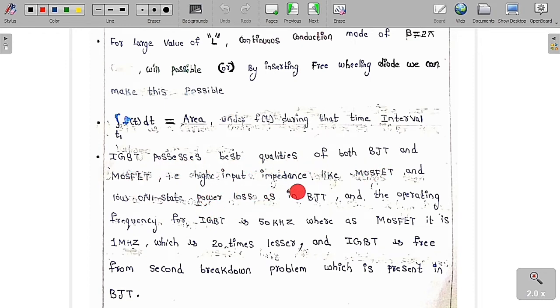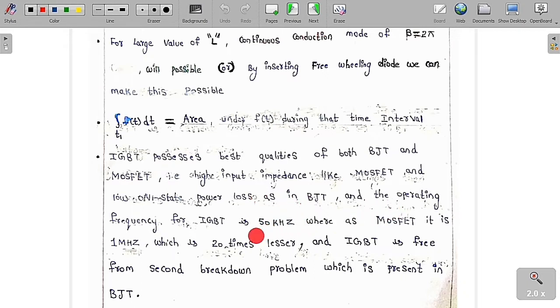That is, high input impedance like MOSFET. So MOSFET has high input impedance, and this property is also present in the IGBT. And low on-state power losses as in BJT. BJT has low on-state power loss, so this is also present in the IGBT. So IGBT has high input impedance like MOSFET and low on-state power loss like BJT.